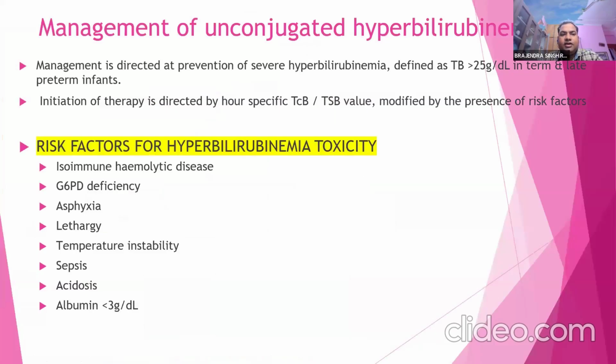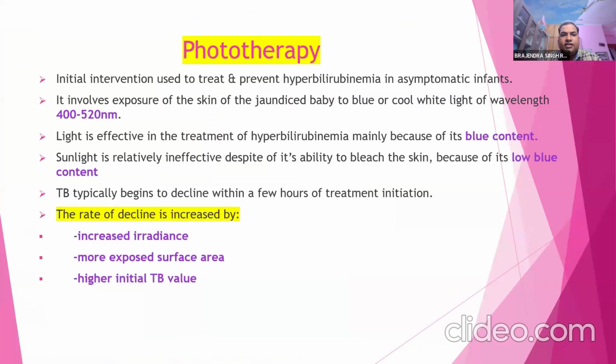So now in the management part, as we earlier discussed, we should be alert for the neurotoxicity risk factors. The second most important thing is phototherapy. First is chart analysis, second is phototherapy. So in the theory part, I shared this content. In the theory part, phototherapy is important.